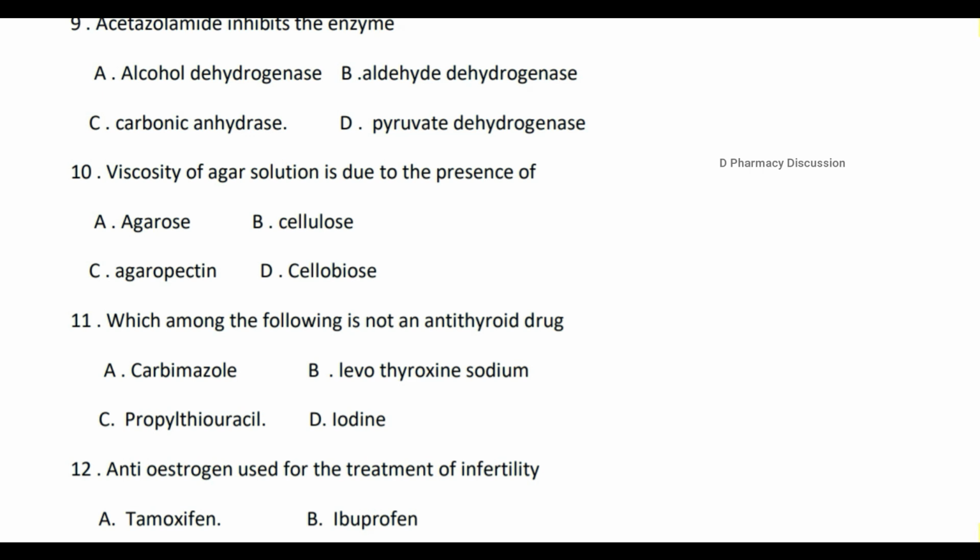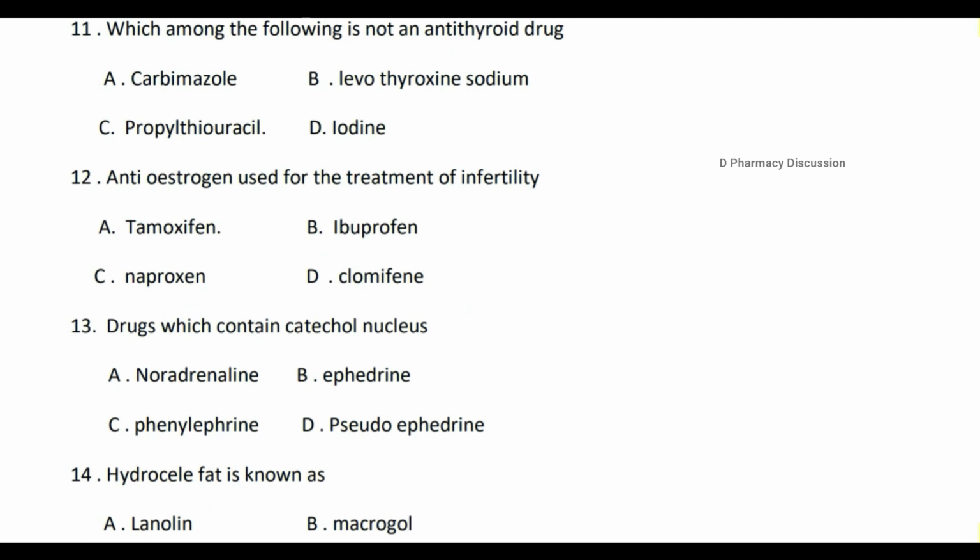Question number 11. Which among the following is not an antithyroid drug? Option A. Carbimazole, option B. Levothyroxine sodium, C. Propylthiouracil, D. Iodine. Correct answer is option B. Levothyroxine sodium.